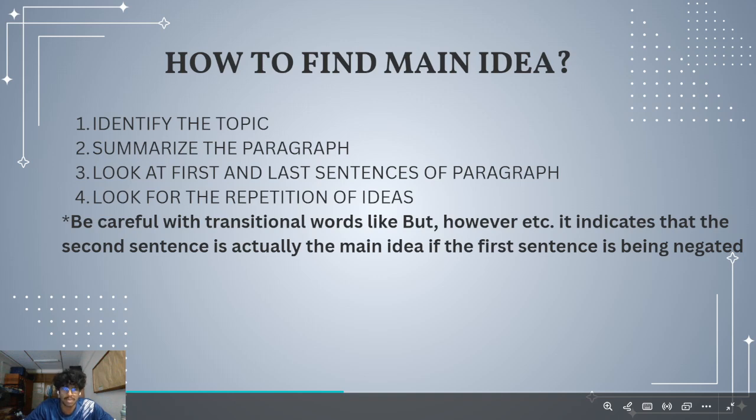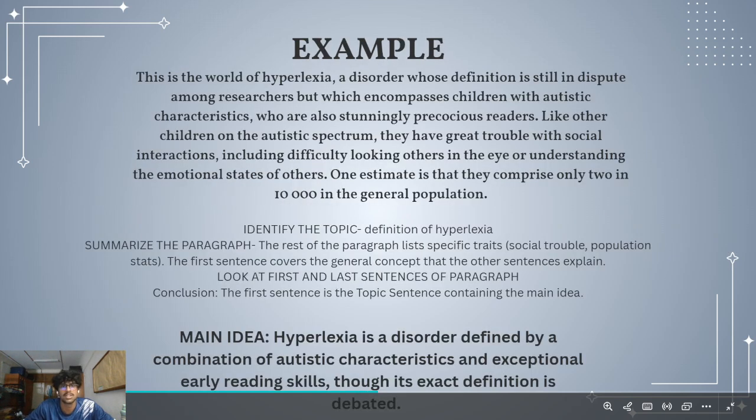Just to remind you, be careful with transitional words like but, however, etc. It indicates that the second sentence is actually the main idea. The first sentence is being negated. It's like, I like chicken, but I like fish more. So the main idea will be the second sentence, I like fish more, because the first sentence is being negated. So this is an example.